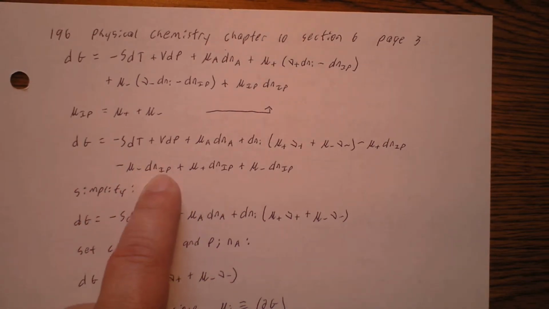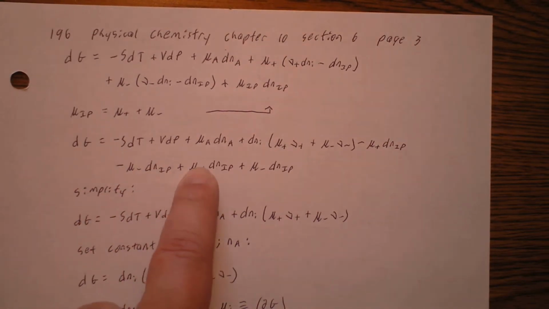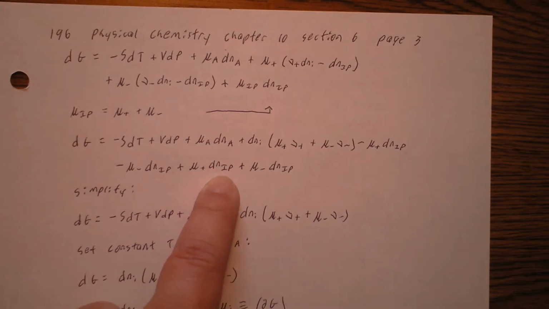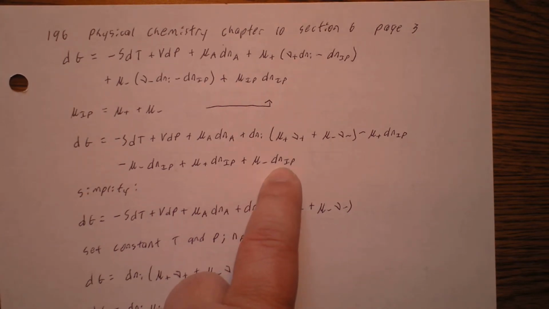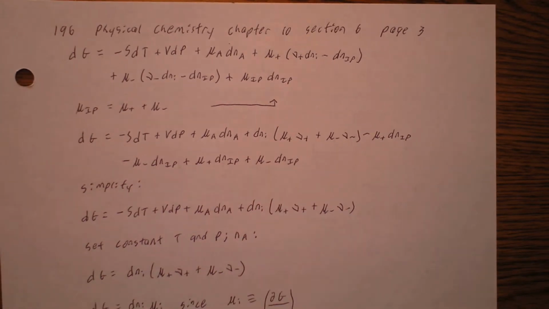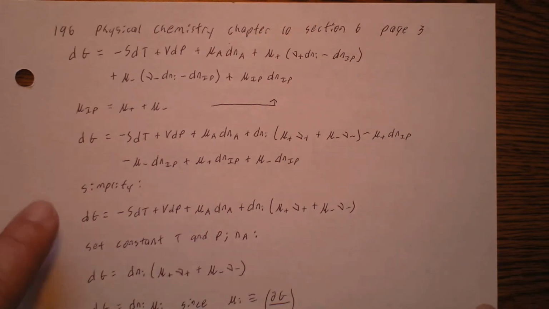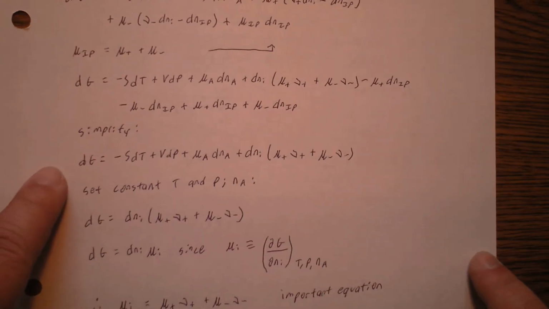minus times the differential of the number of moles of the ion pairs, plus the chemical potential of the plus times the differential of the number of moles of the ion pairs, plus the chemical potential of the minus times the differential of the number of moles of the ion pairs. Now we can simplify by combining some like terms.